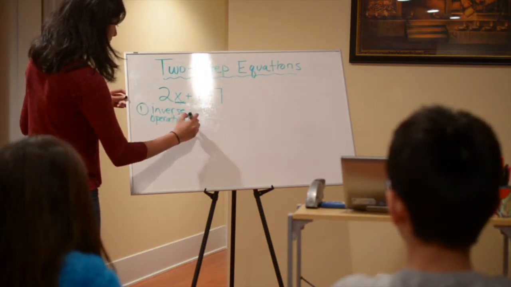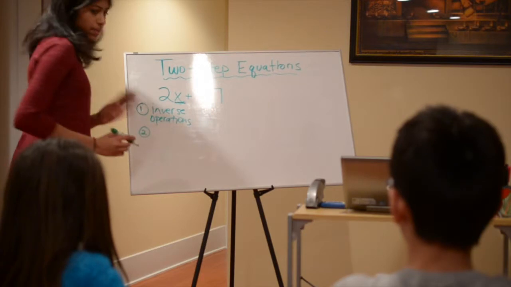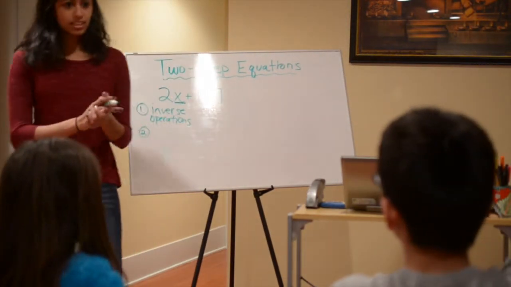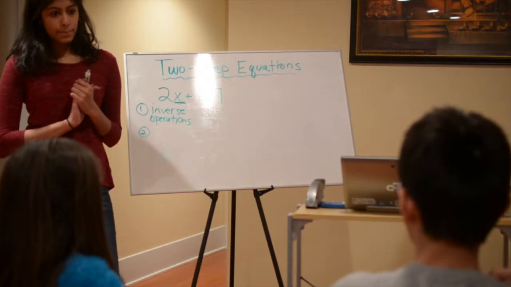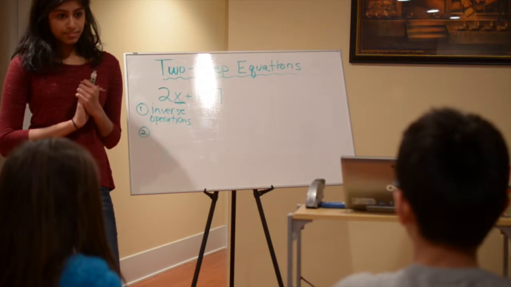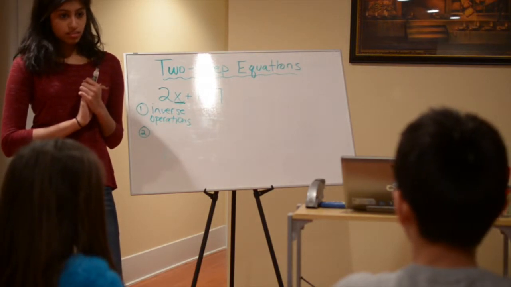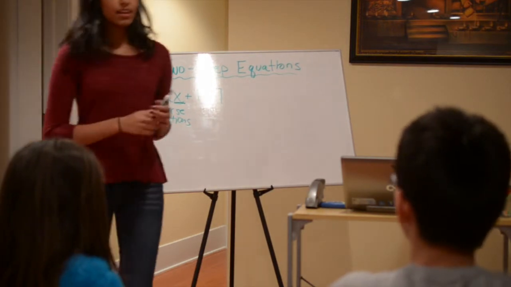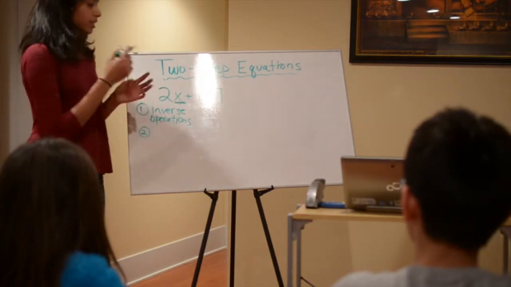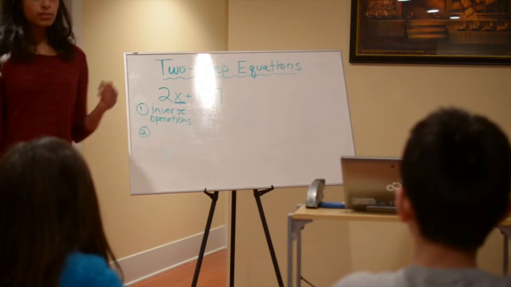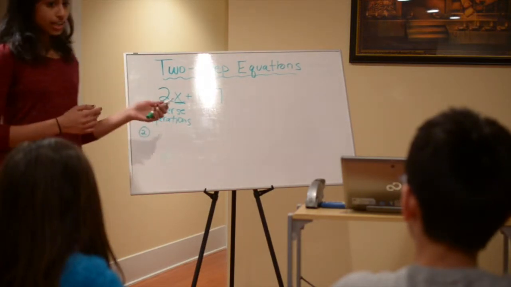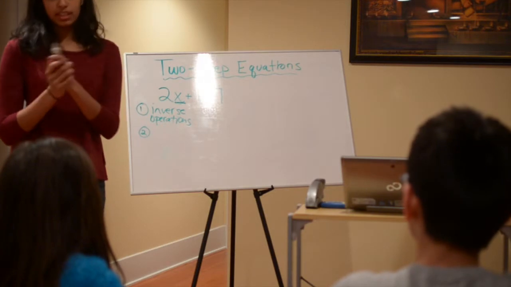The second step is kind of tricky. Does anyone remember what PEMDAS is? Sahil? Parentheses, exponent, division, multiplication, addition, subtraction. Exactly. But the thing is, with two-step equations, or with equations in general, you have to use PEMDAS, but reversed. So first you do addition and subtraction, and then you do multiplication and division.